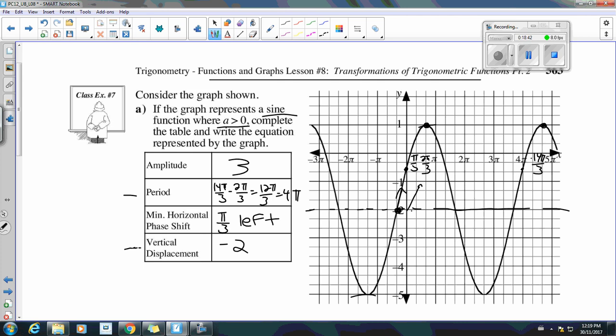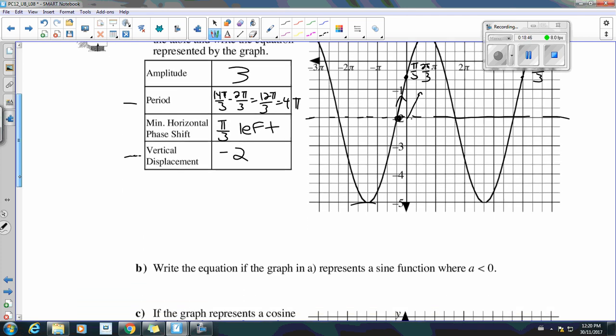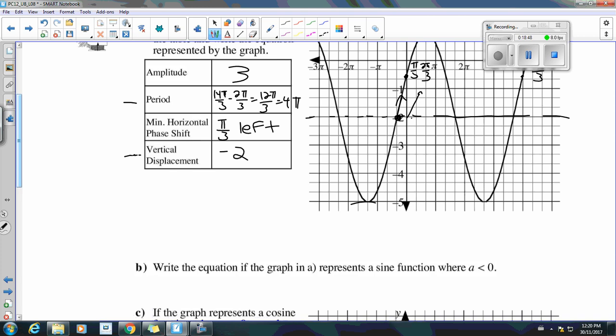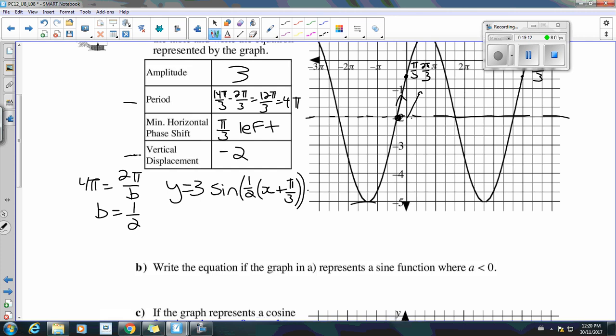So now to put this into an equation, we just need to find out what our b value is using the period. So we know that our period is 2 pi over b. So multiply by b, divide by 4 pi, we get the value of 1/2. So this gives me y equals our amplitude times the sine of 1/2 (x plus pi/3) minus 2.